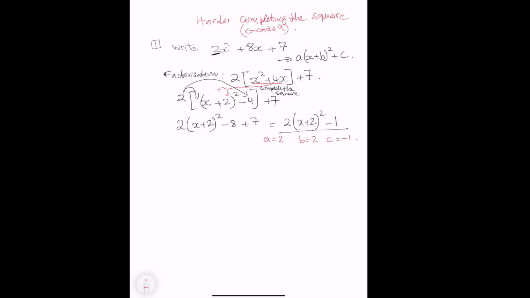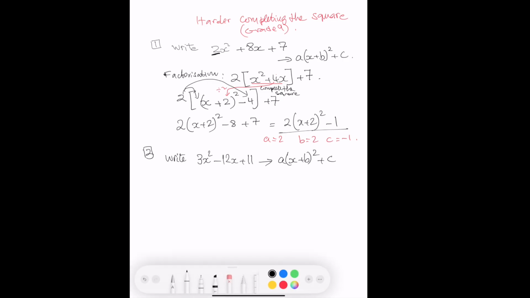Let's do another one actually. Question number 2. If you have a question saying write 3x squared minus 12x plus 11 in the form of a bracket x plus b squared plus c.